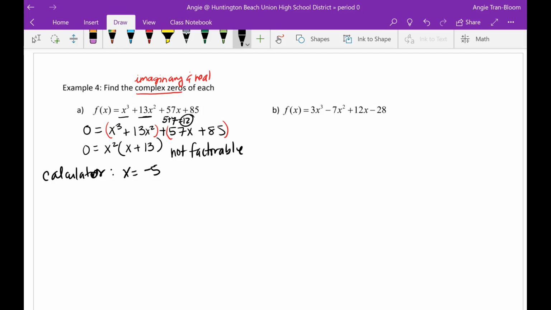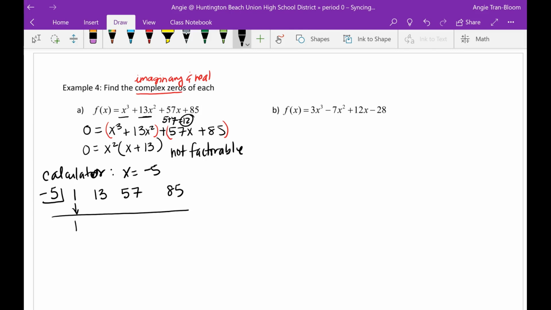Now, what do we do with this? We can now use synthetic division. So the synthetic box goes here. So -5 goes here, for x to the third, x squared, x, and 85. I don't have any missing terms, so I'm going to write down all of the coefficients. I'm going to drop the leading one straight down, so that's going to be 1.